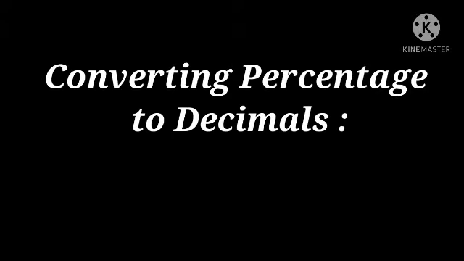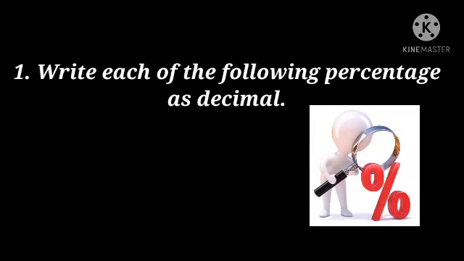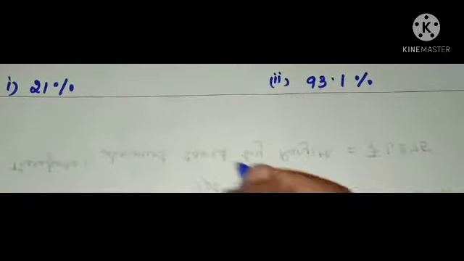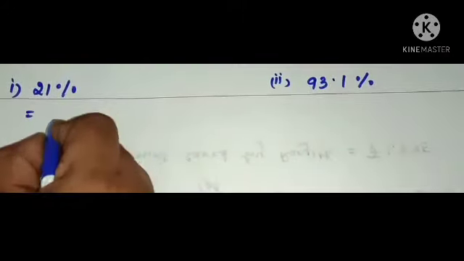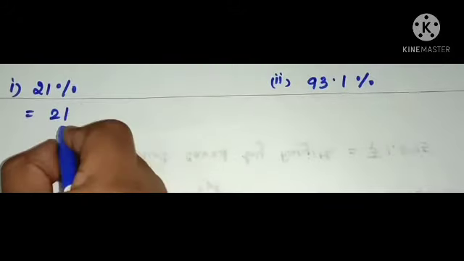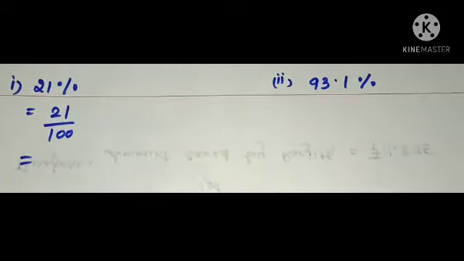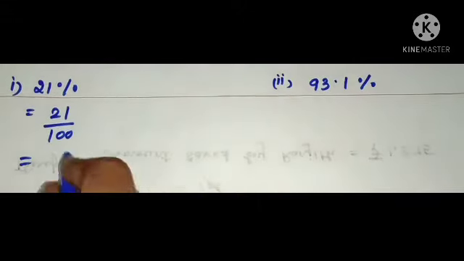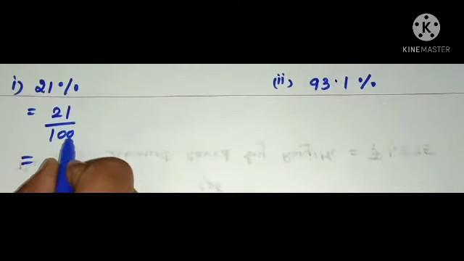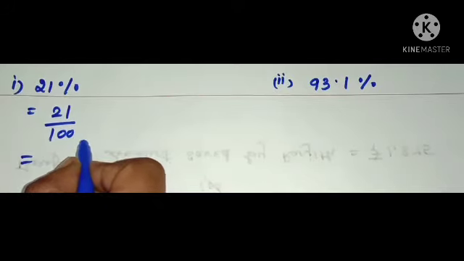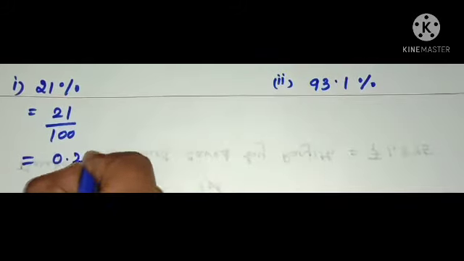Converting percentage to decimals. Exercise 2.2. First problem, write each of the following percentages as decimals. So it is very easy. See, 21% can be written as 21 by 100, because 1% is 1 by 100. And here we can easily write the decimal for the given fraction, because in the denominator there are 2 zeros. If 2 zeros are present, we have to move the decimal point 2 digits from right to left. So 0.21.